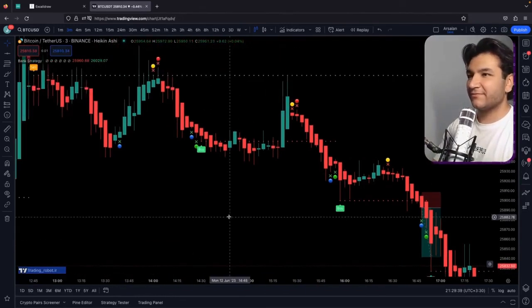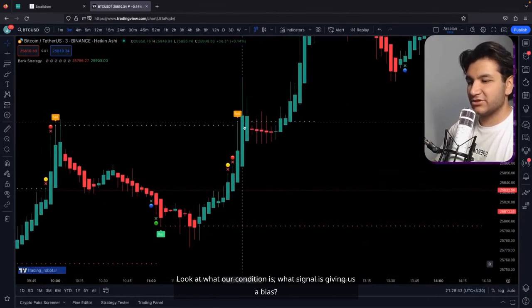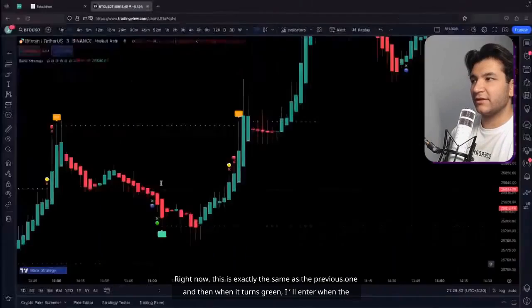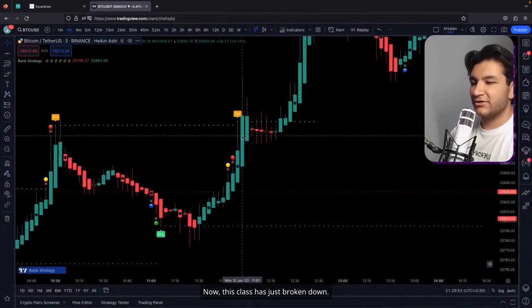Wow. Let me see another one, for example, a 1-year signal. Look at what our condition is. What signal is giving us a bias? If it's giving a signal, the color is opposite or really strong. Right now, this is exactly the same as the previous one, and then when it turns green, I'll enter when the break happens. Now, this class has just broken down.